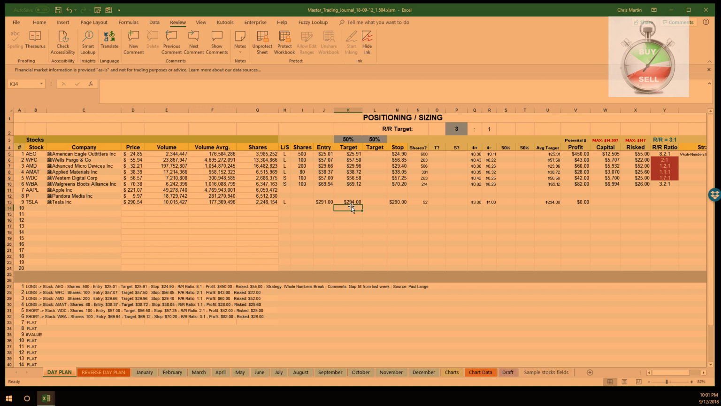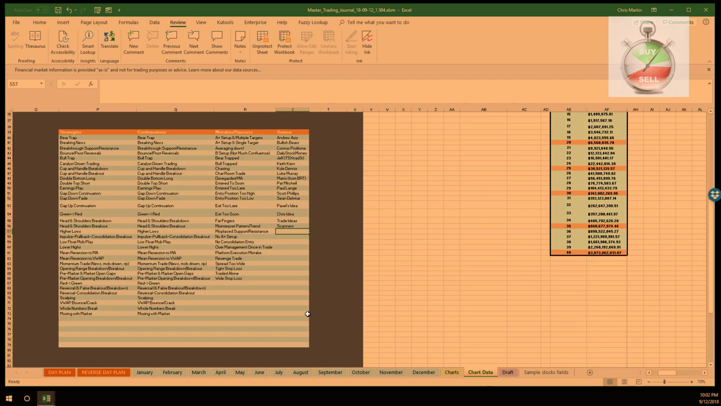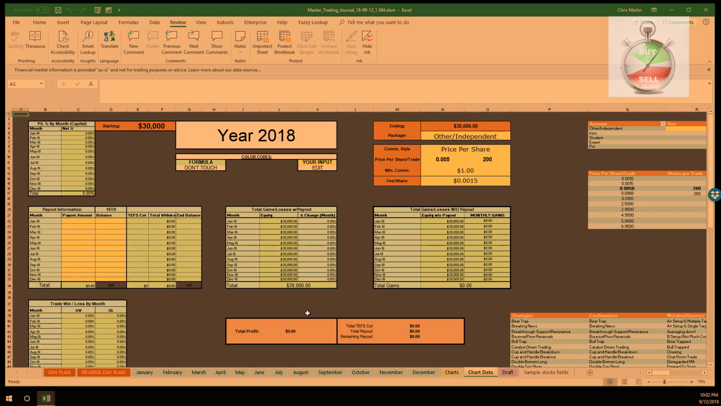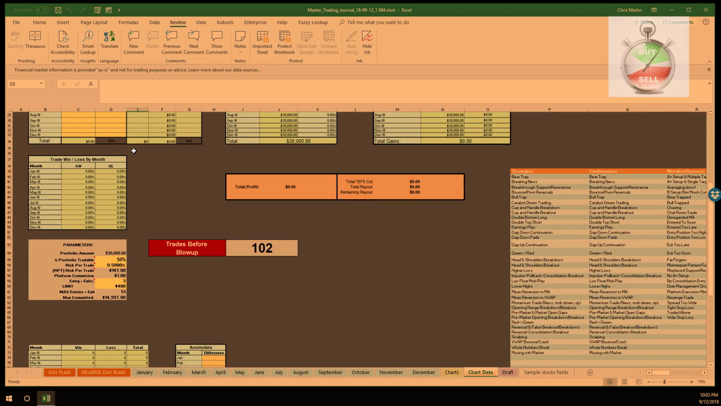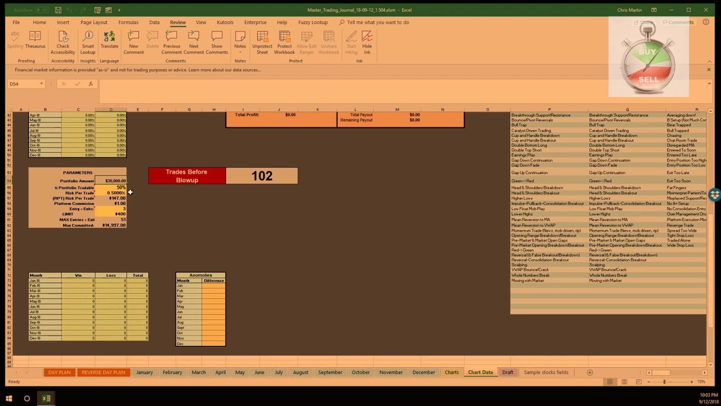As soon as we put the target, based on our parameters, it will suggest the number of shares we could have. Now what determines this number of shares? It's a pretty complex formula, but it's basically what you have in your chart data in terms of what you're willing to risk. As you can see here, this sample account has a $30,000 size. Of the $30,000, if one wants to limit the capital used on any given trade, we do that here. The percentage of portfolio tradable per trade would be, in this case, 50%.